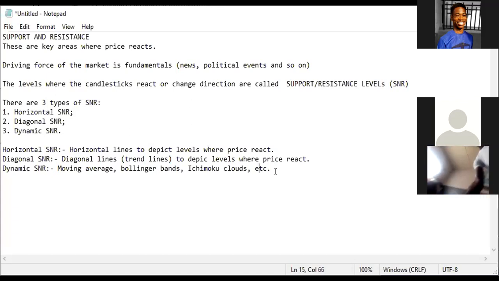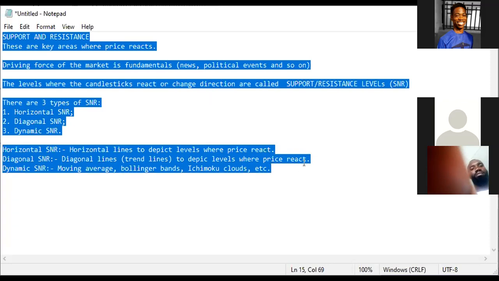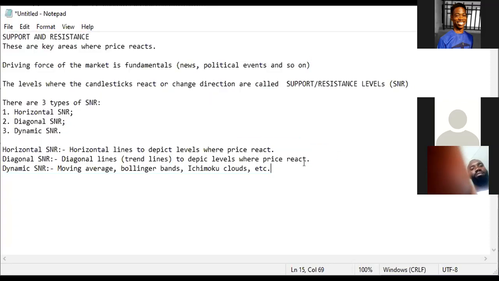Why we use support and resistance is because it shows us key areas or key levels where price reacts, and from there we can pick our entries or our exits. So let me now move over to the practical aspect. This is all about the theory. Support and resistance is not supposed to be that difficult or that hard. It's something you can just draw on any time frame.